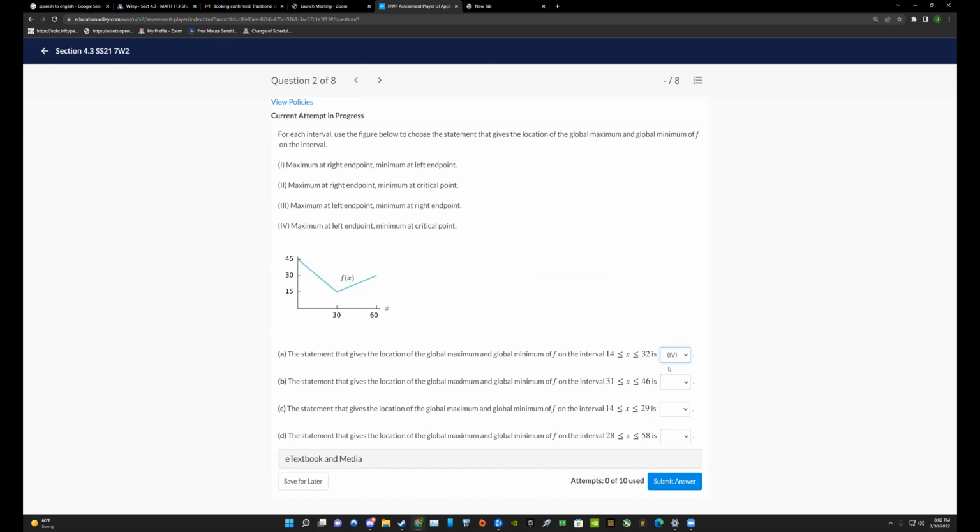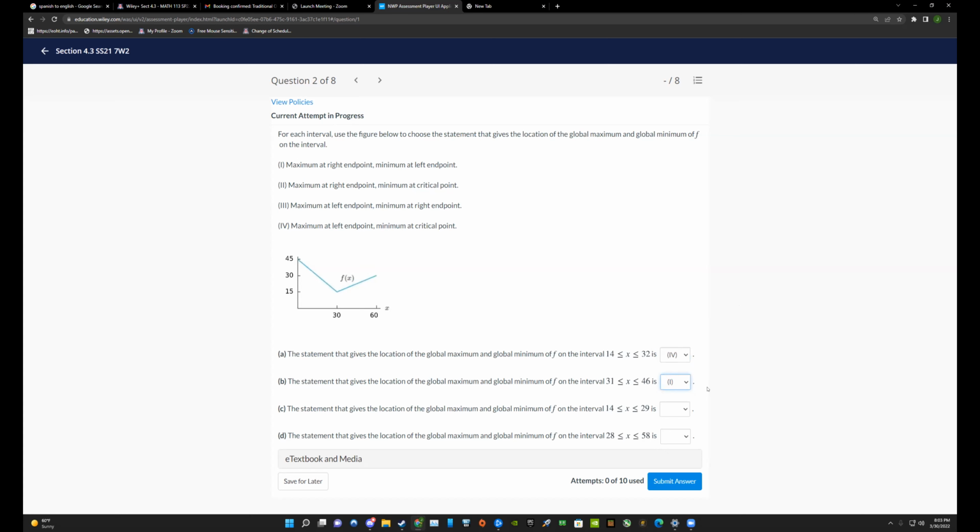So this statement gives 31 to 46. So 46 will be the maximum, and this will be the minimum. This one starts at the maximum at the right endpoint, so these two can be eliminated. How do you know if it's a critical point or a left endpoint? Well, a critical point is where there's a min or a max, where there's a horizontal tangent, or where the derivative changes direction. The only critical point is at 30 in any of these. So if 30 is not in your window, it would be this, right?